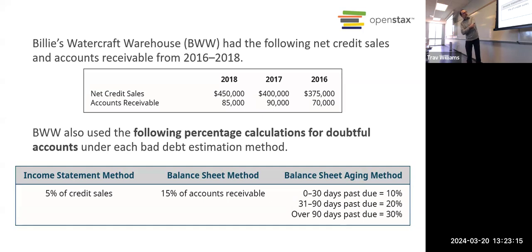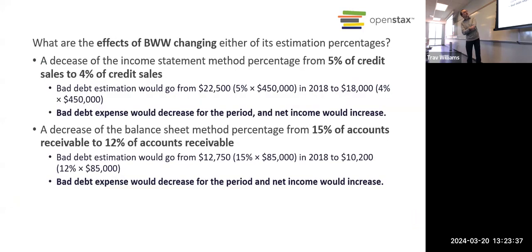All right. So I think this is just an example here. So that we see this company's net credit sales for 3 years. We see their accounts receivable for 3 years. I guess that would be the ending accounts receivable, or maybe it's average, doesn't really say. And this is their aging categories and percentages. So what are the effects if they change their percentages?